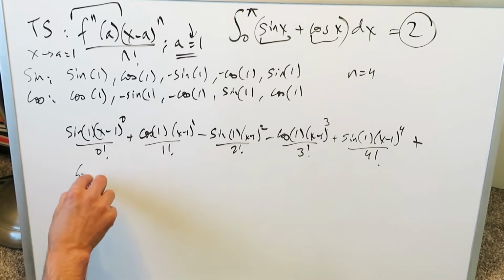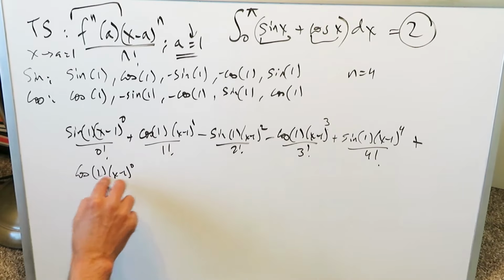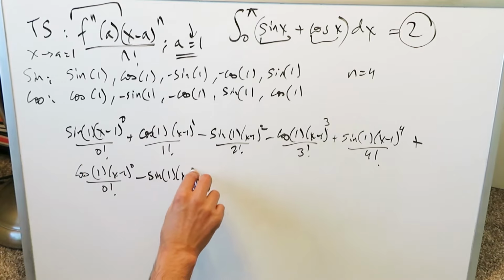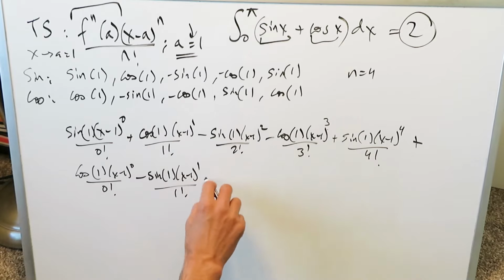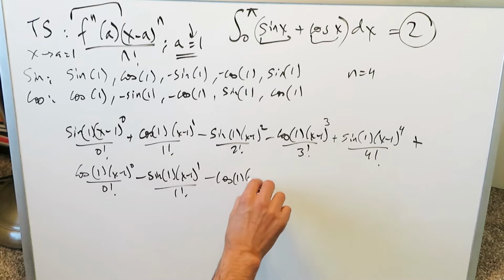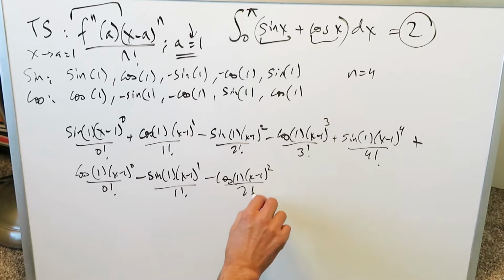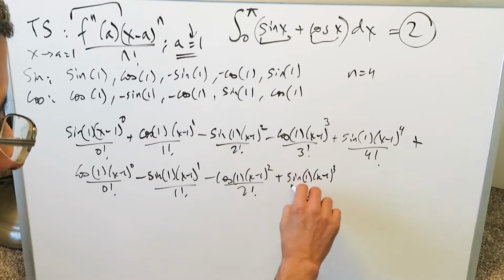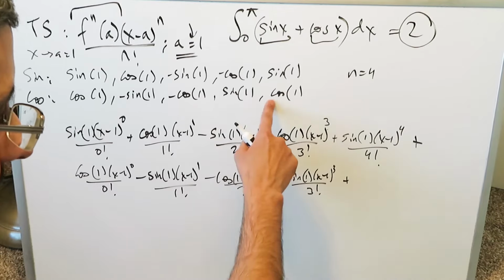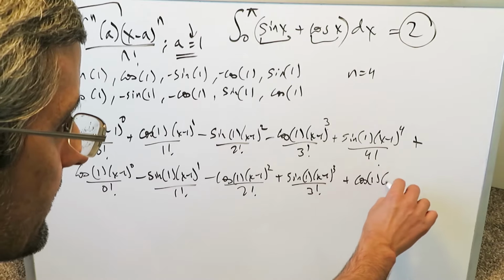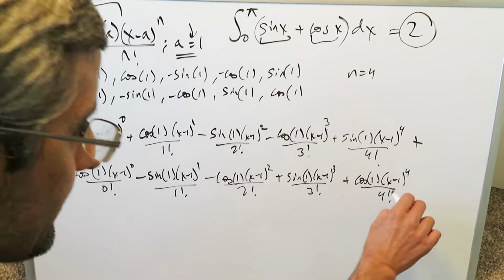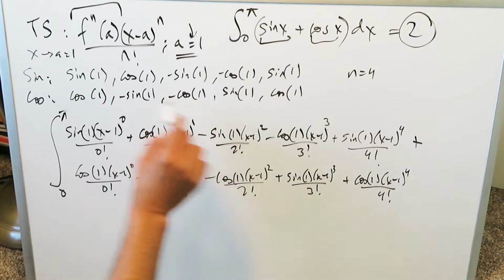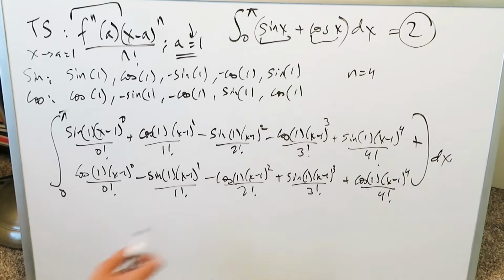Let's bring in these. You'll have cosine of 1, then x minus 1 to the power of 0 over 0 factorial, minus sine of 1, then x minus 1 to the power of 1 over 1 factorial, minus cosine of 1 times x minus 1 squared over 2 factorial. Then we write here plus sine of 1, then x minus 1 to the power of 3 over 3 factorial, plus right here cosine of 1 times x minus 1 to the power of 4 over 4 factorial, and we'll stop right over there. All of this is being integrated from 0 to pi, and then you can see here dx. That right there is everything.